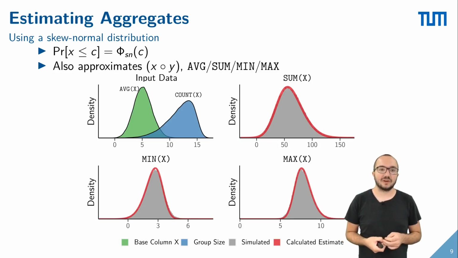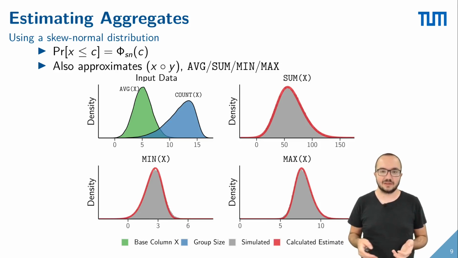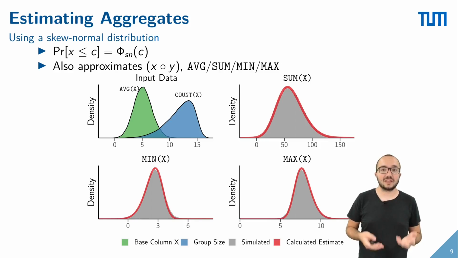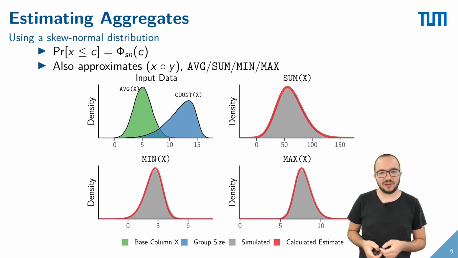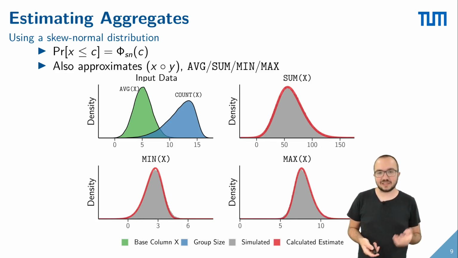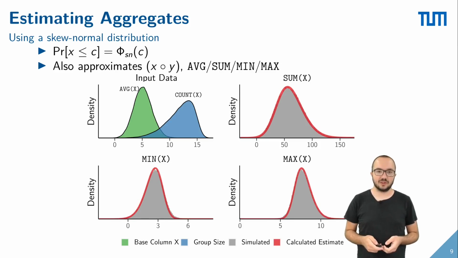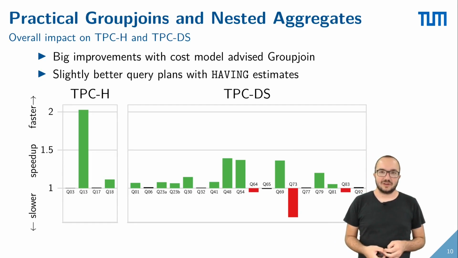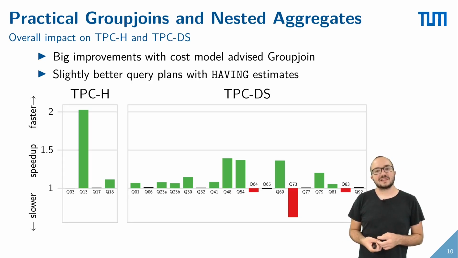So when we have input data in a base column X here and a group size, which we estimate using a HyperLogLog sketch, then we can combine these two to build the sum using a multiplication operation. And min and max actually follow an extreme value distribution, but this is also something that we can approximate using a skew normal distribution.